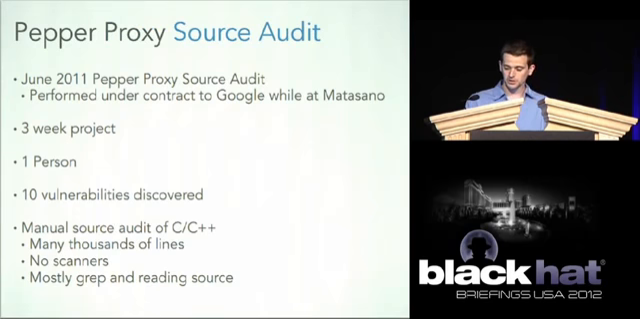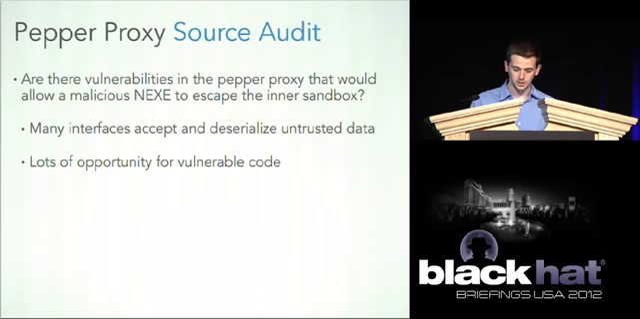And then this brings me to, I'm almost running low on time here, a source code audit that I did for Google last June. They were nice enough to let me talk about it. I audited the Pepper proxy. It was just me for 3 weeks staring at C++ code. It was just a manual source code audit, and I found 10 unique security vulnerabilities.